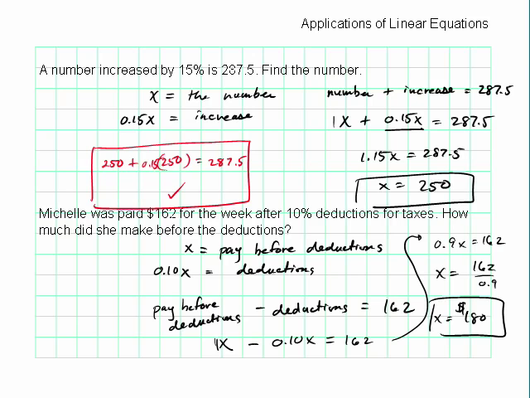And so our answer here is she earned $180 before deductions. Okay, and that is part one on solving applications of linear equations.